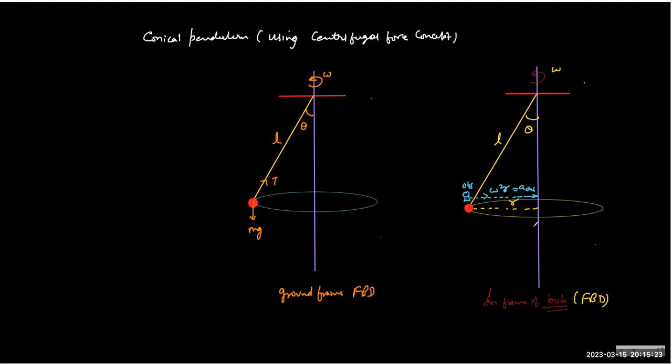As per this observer, if you draw the FBD, first of all, for the bob, is it at rest or moving? At rest. Very good. So we'll draw the FBD. Mg, tension, but it will experience a pseudo force in which direction? Opposite to the frame, m omega square r. This is the pseudo force, or centrifugal force, which is equal to m into the acceleration of the frame, which is omega square r.